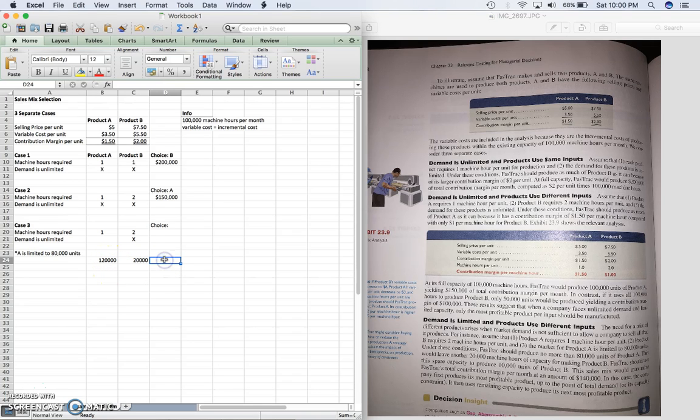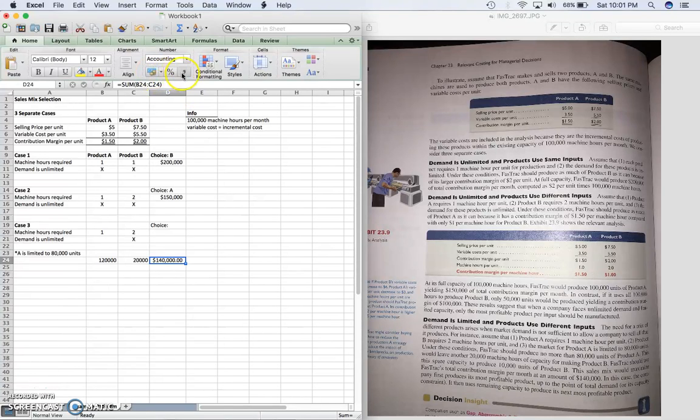If we add these together, it would be $140,000. So in this case, you wouldn't be choosing A or B. You would use A all the way up until the limit is out, and then you would make B until the end of the month, and that would equal $140,000.